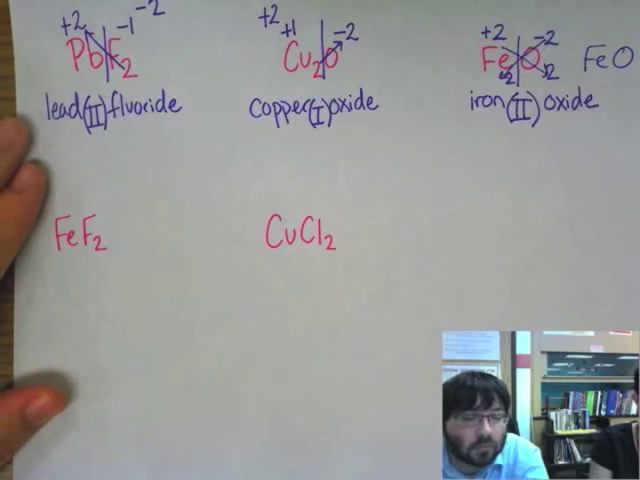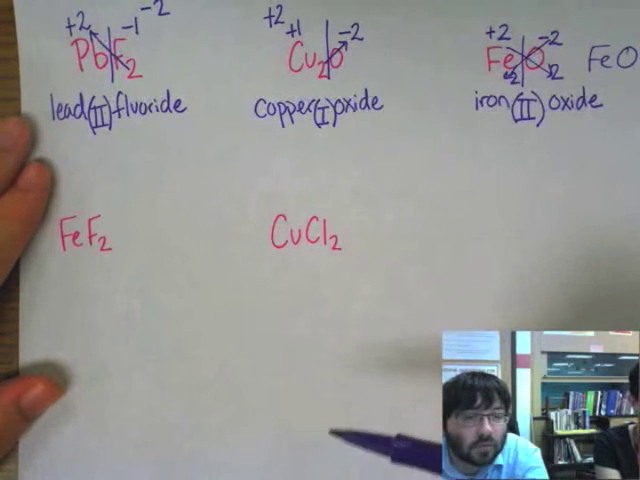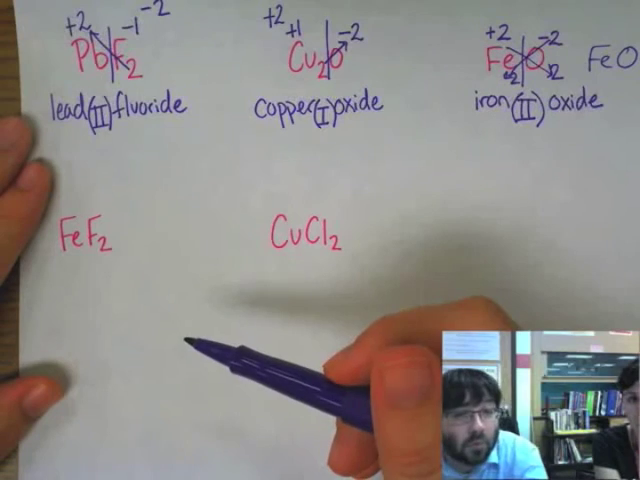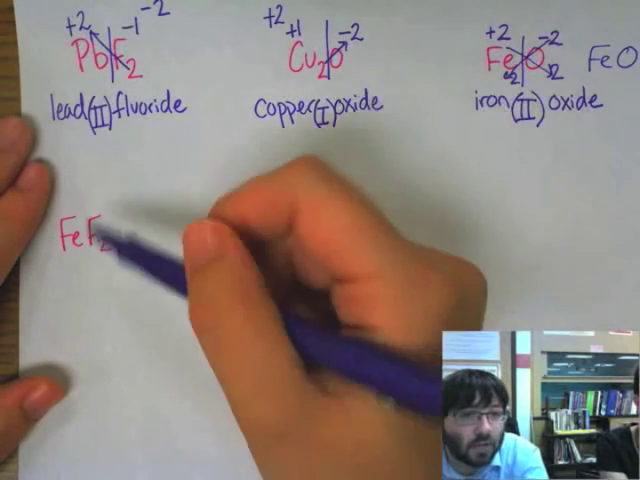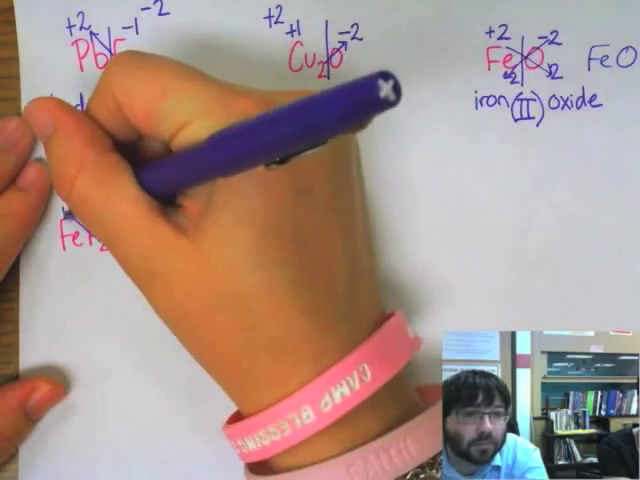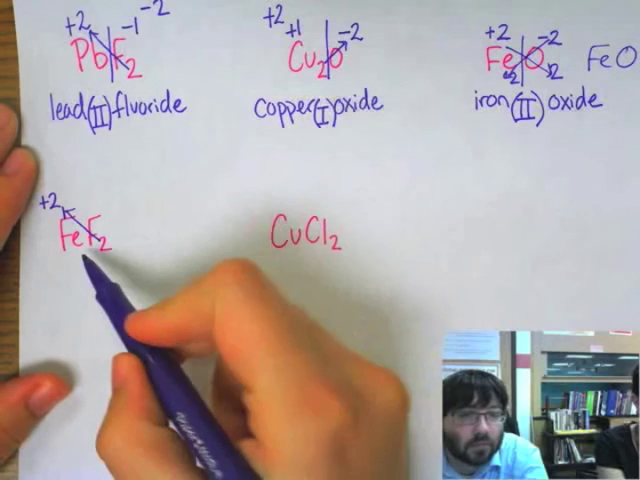So, what about FeF2? I have a feeling this is not going to be the same. I don't know, maybe. Well, I think we would want to do the crisscross, and maybe bring that 2 up there and see what happens. So the 2 goes up there, iron has a charge of +2. Oh, look, it is the same. And this was a 1, so we bring that up there.